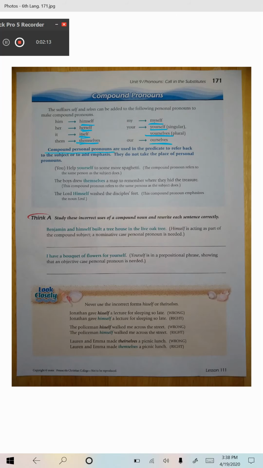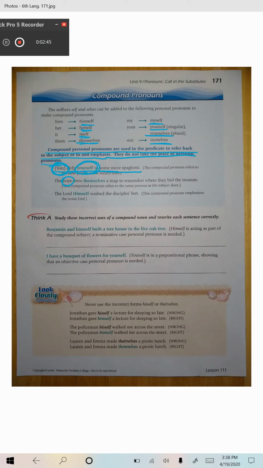Compound personal pronouns are used in the predicate to refer back to the subject or add emphasis. They do not take the place of personal pronouns. This is the important thing about them. This is correct. You would just say, help yourself to some more spaghetti. So even though I didn't say you in an imperative sentence, the you is understood. So I have you and yourself, right?